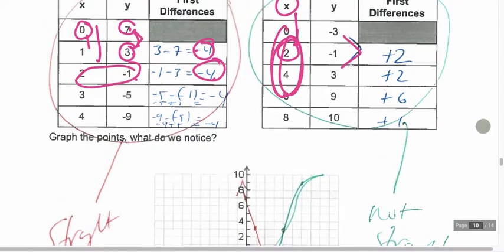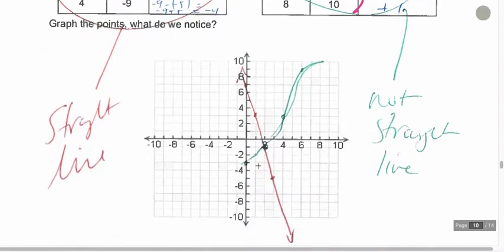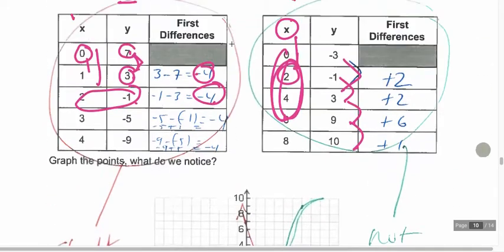It's that when you do the first differences, I go up plus 2, I go up plus 2, I go up plus 6, I go up plus 1. You graph that, it's going to be something. What is it? It's just a weird shape. But in general, it doesn't matter what it is. As long as it's not a line, then it's not linear.